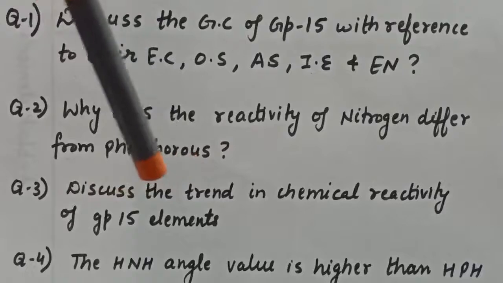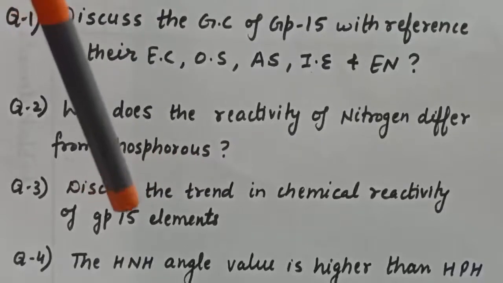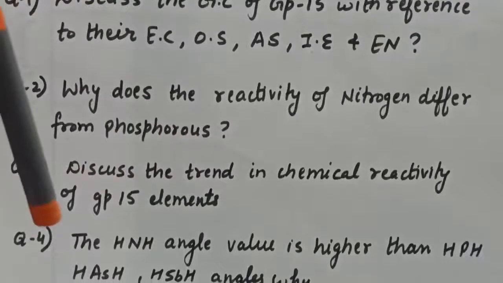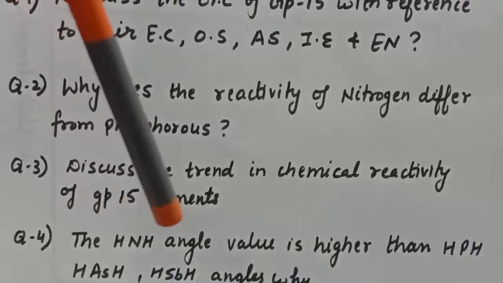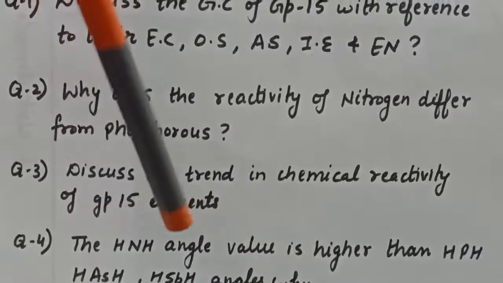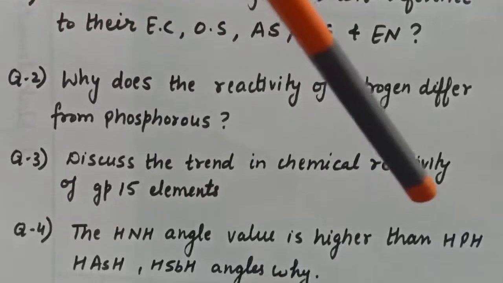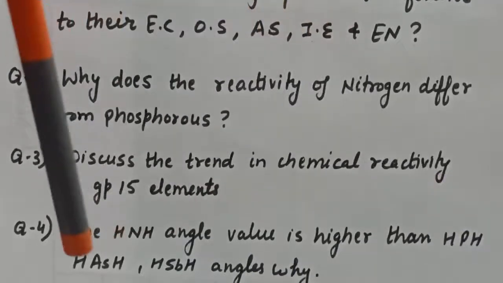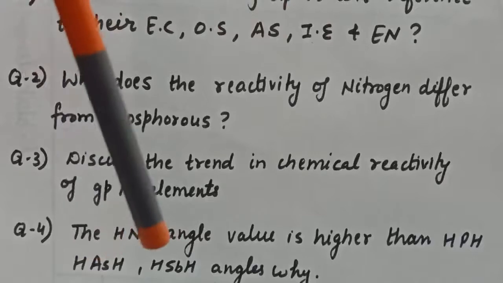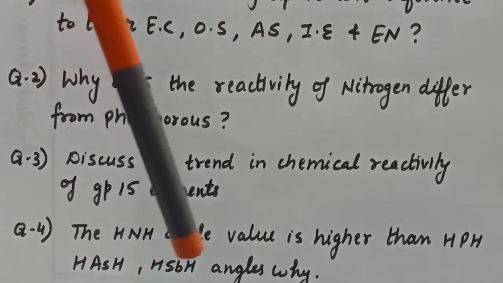Question number 3 is, discuss the trend in the chemical reactivity of group 15 elements. So this question we have already discussed during our lecture. Now question number 4 is, the HNH angle, or you can say the bond angle in ammonia, is higher than that of PH3, AsH3 and SbH3.